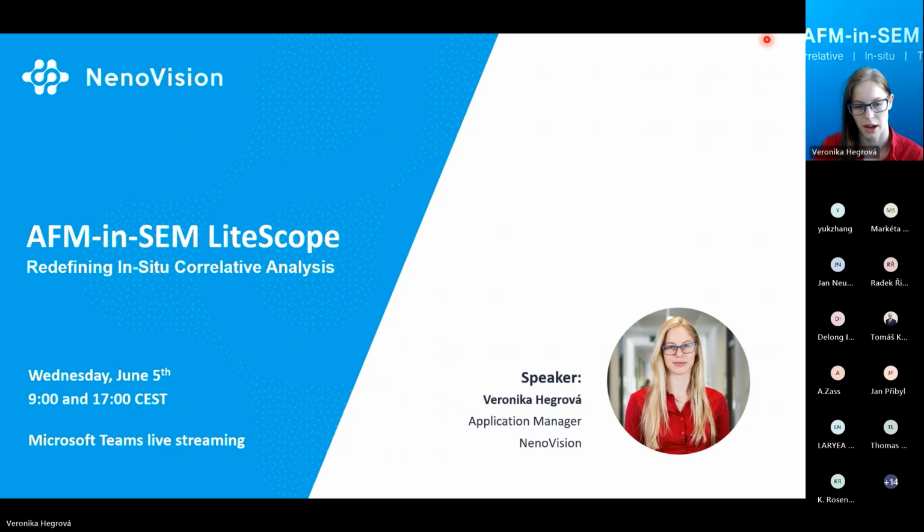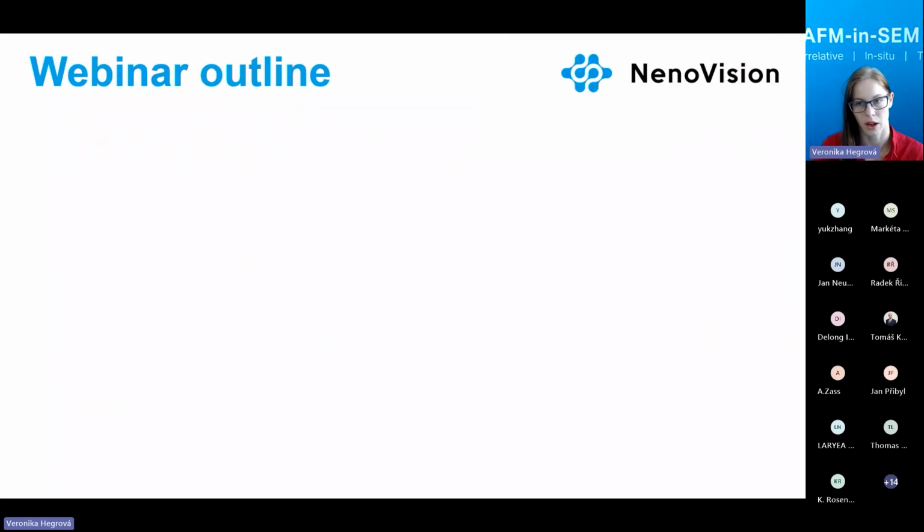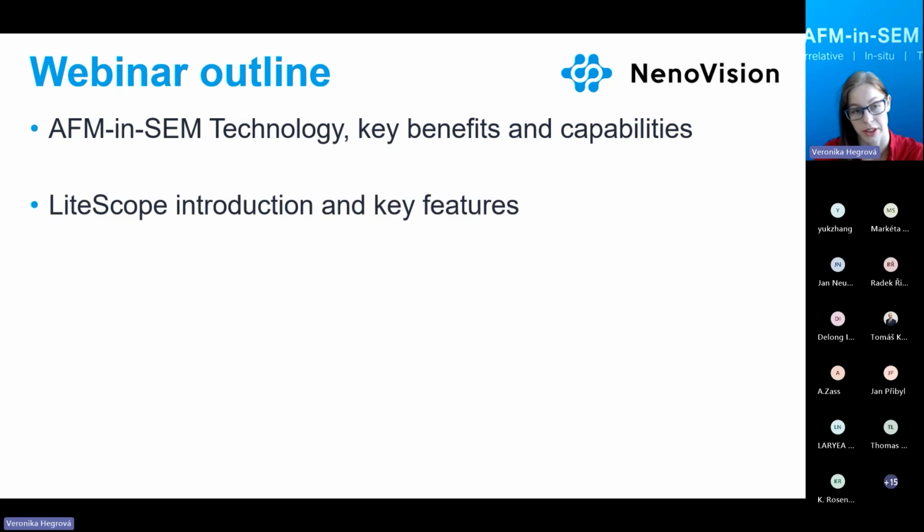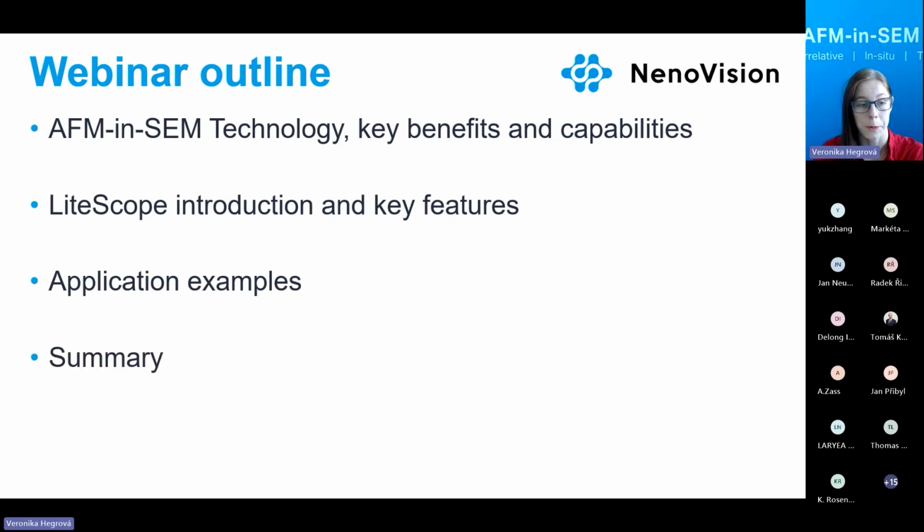And today I'd like to, first of all, talk about the AFM-in-SEM technology, about its key benefits and capabilities. I'd like to introduce LiteScope and its key features and what is the package of LiteScope. And I'd like to focus on the application examples and the overview of what we can do. And afterwards, a summary with a Q&A section.